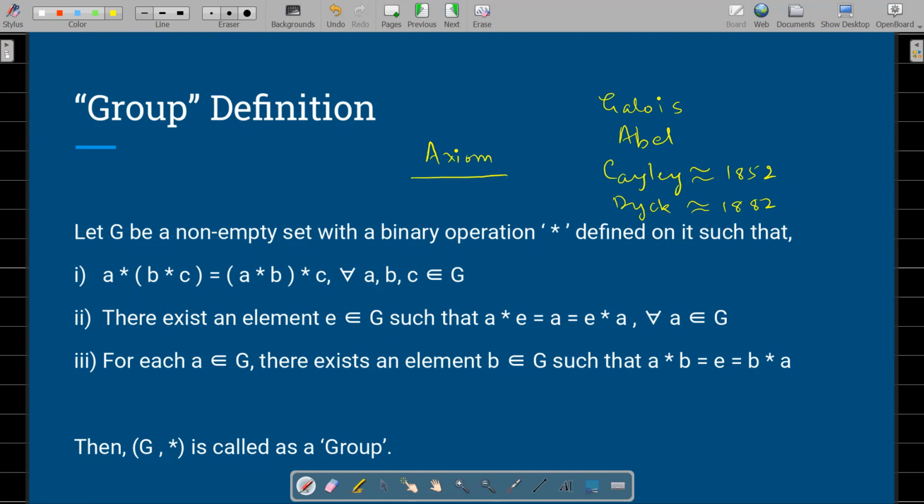So what are axioms? Some basic statements in mathematics which we don't prove, or whose truth value we accept without any proof. Assuming that they are true, whatever results we develop based on them will be true. For example, Euclid gives 5 postulates or 5 axioms for geometry, and just like that, here we have three axioms for the group.